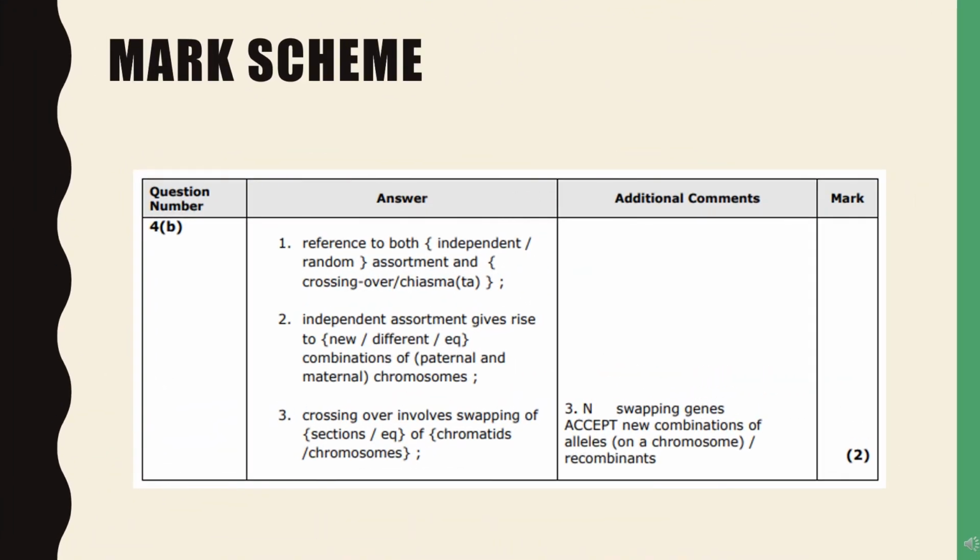Okay, so here's the mark scheme for the question. To get the 2 marks, you should have mentioned independent assortment and crossing over. Then you should have explained that independent assortment gives rise to new chromosome combinations, or that crossing over involves swapping of sections of chromosomes.